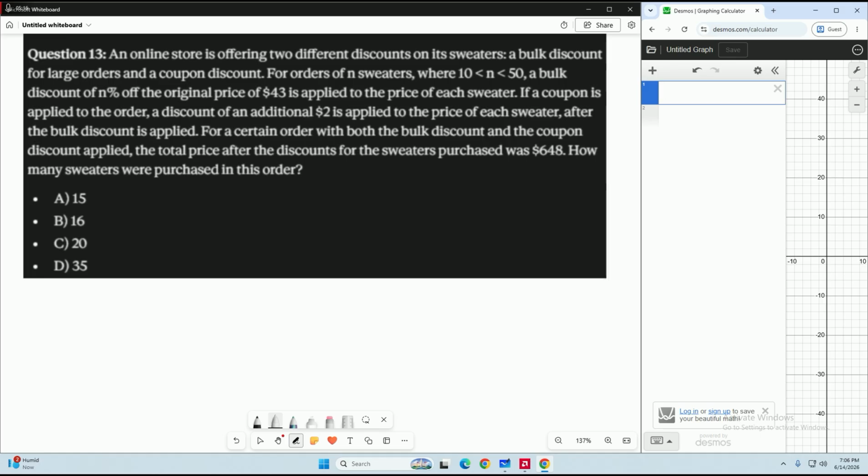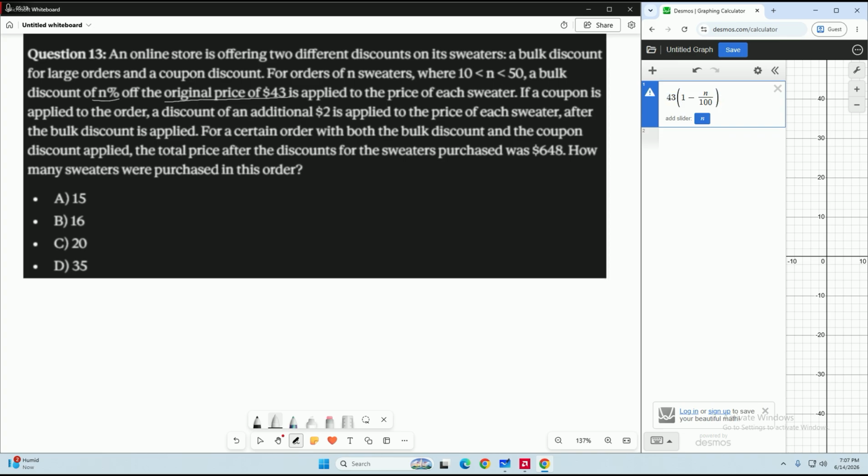So this problem I like to take one step at a time. I have an original price of $43 and I'm taking n% off of that. So let's just use what we know. If the original price is 43 and we're taking n% off, that's basically 1 minus n%, and n% is n over 100. So this will give me the price with the bulk discount applied.